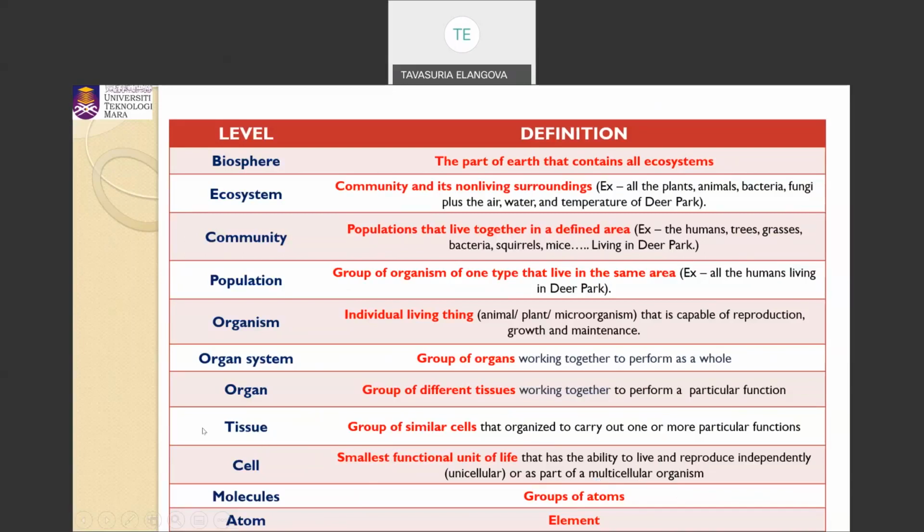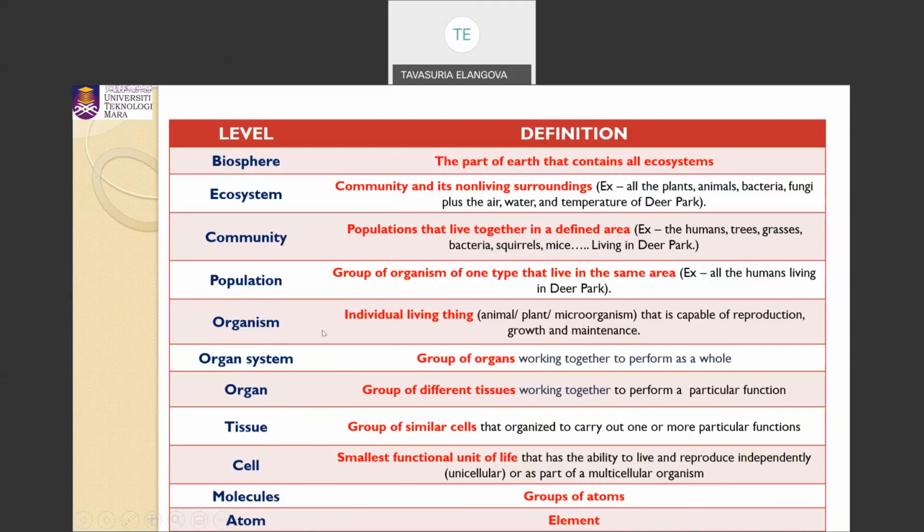Then a group of similar cells makes up the tissue to carry out one or more particular functions. Then a group of different tissues that work together to perform a particular function forms the organ. And then a group of organs makes up the organ system. After that, organism. Organism means an individual organism or individual species.